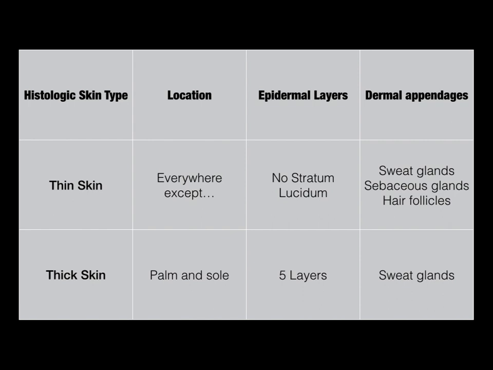On the other hand, on the thick skin, we will find the 5 layers. The dermal appendages that can be found on the thin skin includes sweat glands, sebaceous glands, and hair follicles, whereas on the thick skin, only sweat glands can be found.